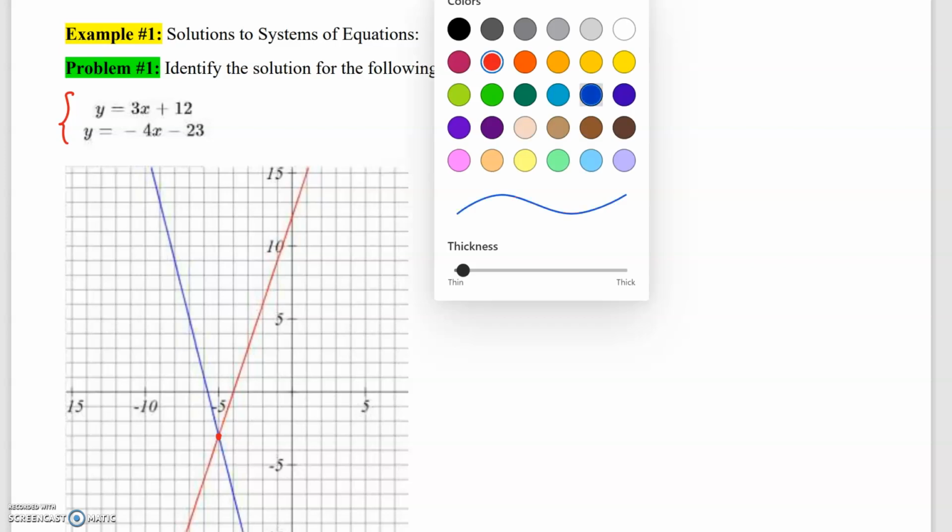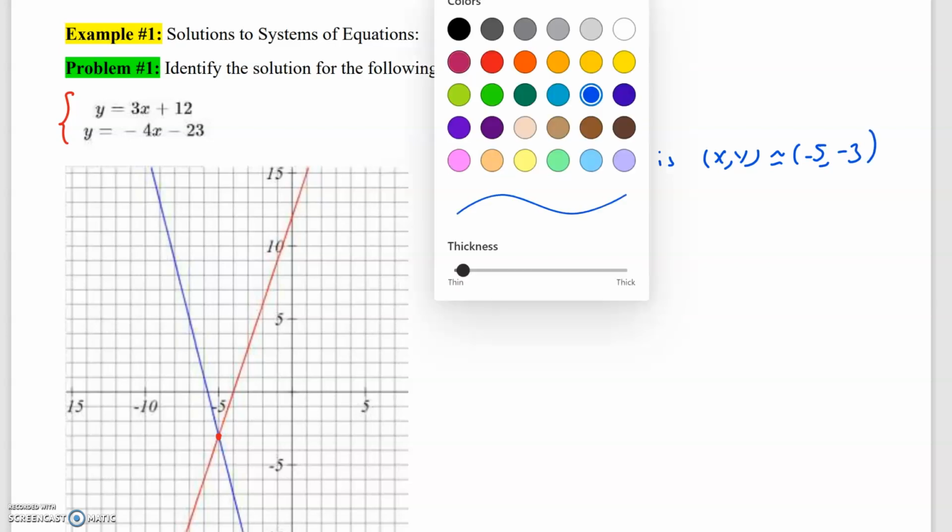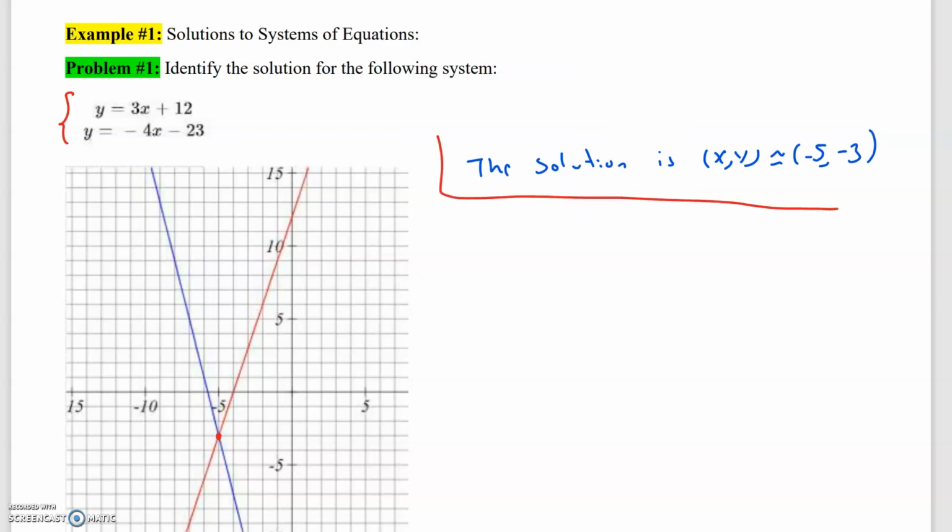Let me just write it on the side. So in this case, the solution is, as an x and y, I'll say approximately, but it's on the dot. It's going to be -5 and then comma -3. So -5, -3. And once again, we're pointing out this specific coordinate point, which is where your lines intersect.